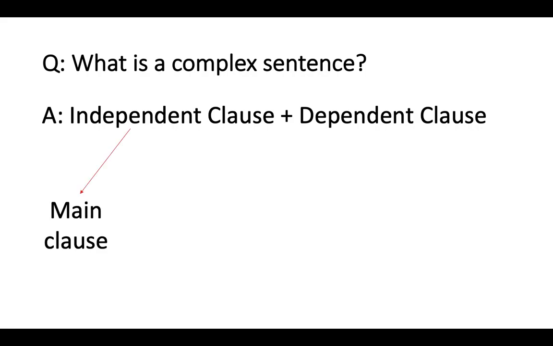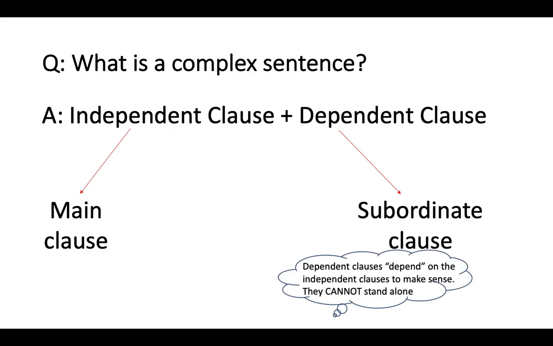An independent clause is the main clause and it can stand alone. It is independent, right? Like you independent teenagers. You don't need nobody else, right? The dependent clause or the subordinate clause depends on the independent clause to make sense, right? So they can't stand alone.